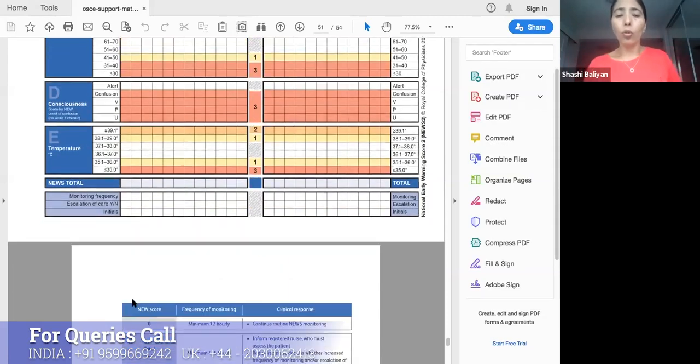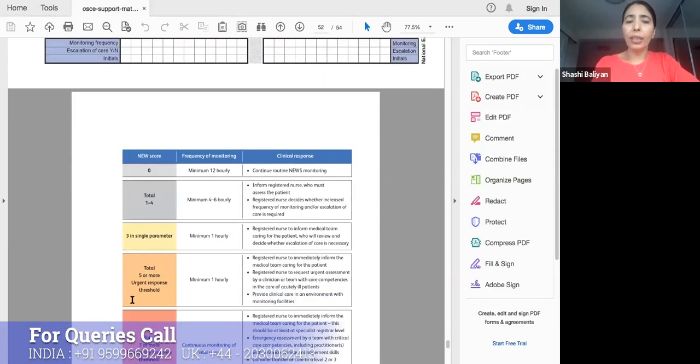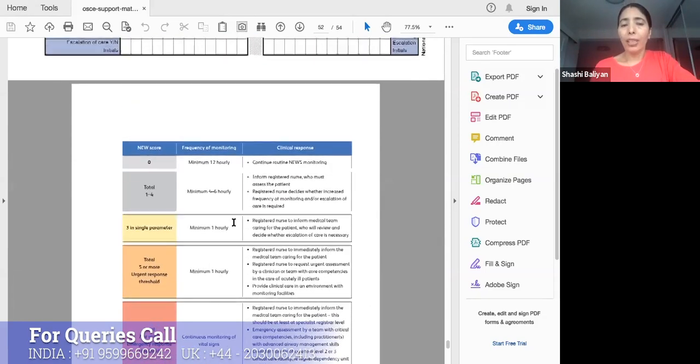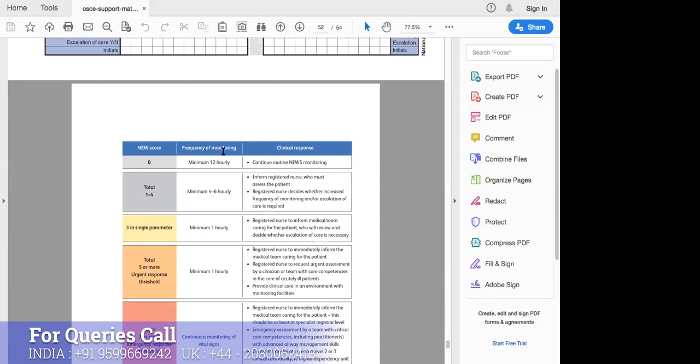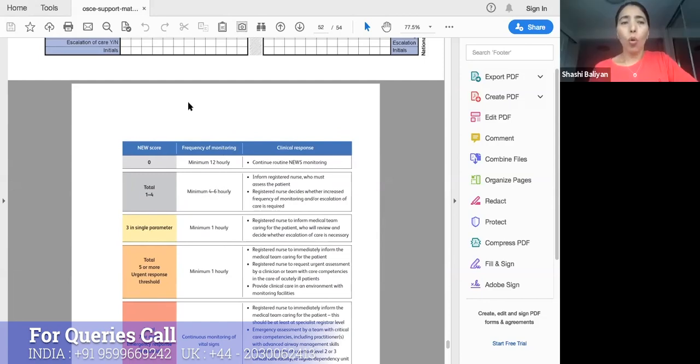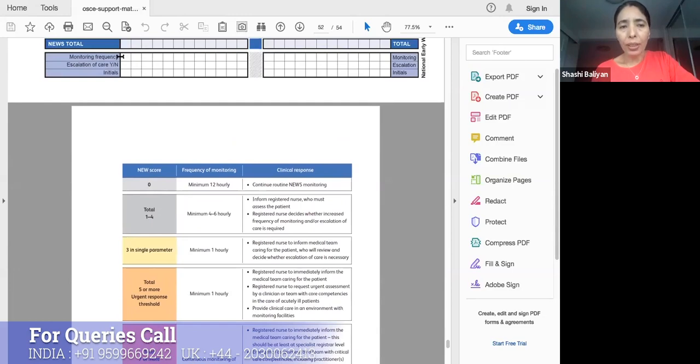Then you will also be provided with this key. They will give you this key. For example, say your score is 3. So it is coming over here. Now the frequency of monitoring they have suggested is 4 to 6 hours. So over here, in monitoring frequency, you will need to write 4 to 6 hours.